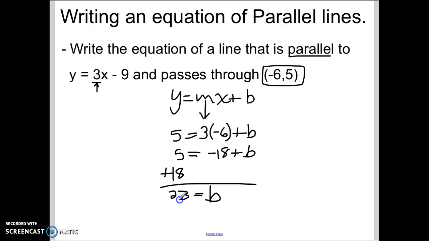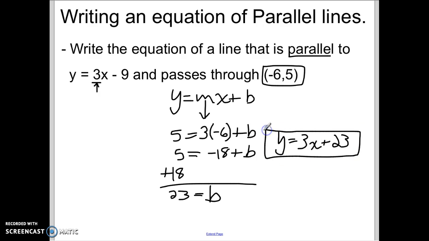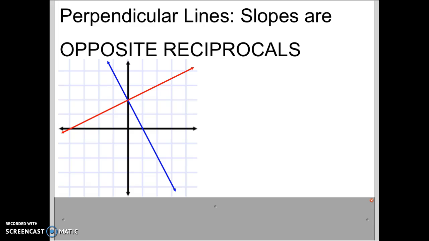So my equation of a line parallel to y equals 3x minus 9, but also passing through this point, is y equals the slope, which is the original slope of 3, x plus my new b, which is 23. This is my final answer for the equation of a line parallel to y equals 3x minus 9, but also passing through this point here. The next topic we're going to talk about is perpendicular lines.